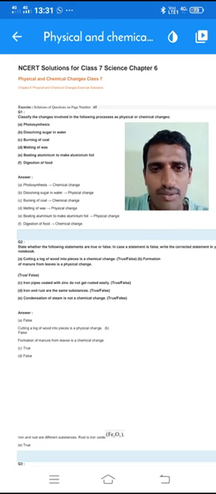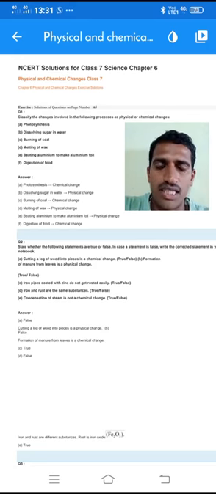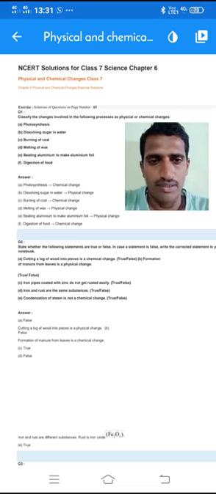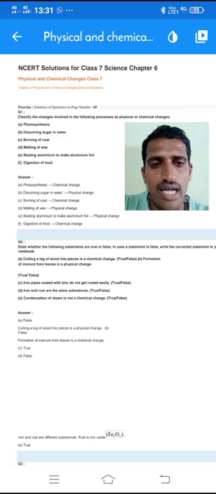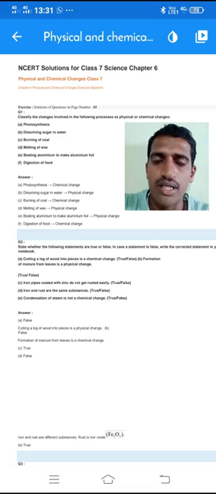So, dear students, in the previous class, I have completed the lesson physical and chemical changes. So, let's go for the exercise part which is given in the textbook. Okay, so first question is classify the changes involved in the following processes as physical and chemical changes. Okay, so look at here.